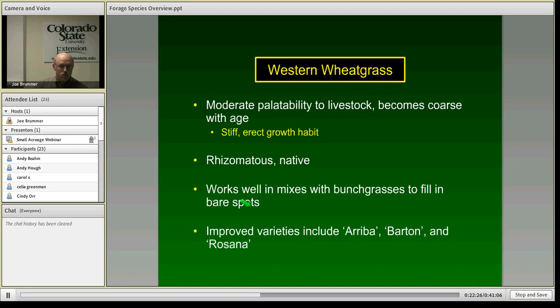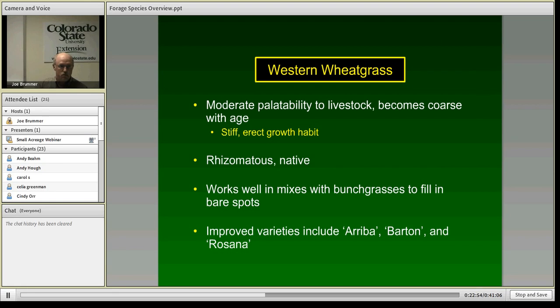Western wheatgrass. All the species we've talked about so far have been introduced species. Western wheatgrass is a native species. It's a rhizomatous species, so it's a good sod-former. It has moderate palatability. Livestock, especially the older it gets, it becomes coarse with age, and so the animals don't like it quite as well as it gets a little more mature. Again, I like to mix this one. If I'm putting together a native mix, I like to mix this with some of the bunch grasses, again, to fill in some of those bare spots.